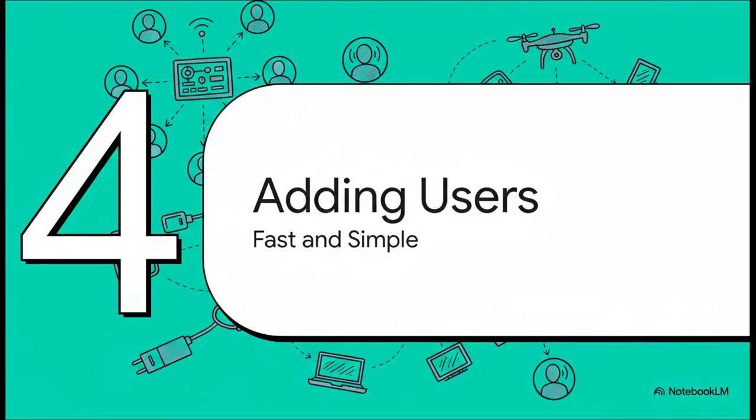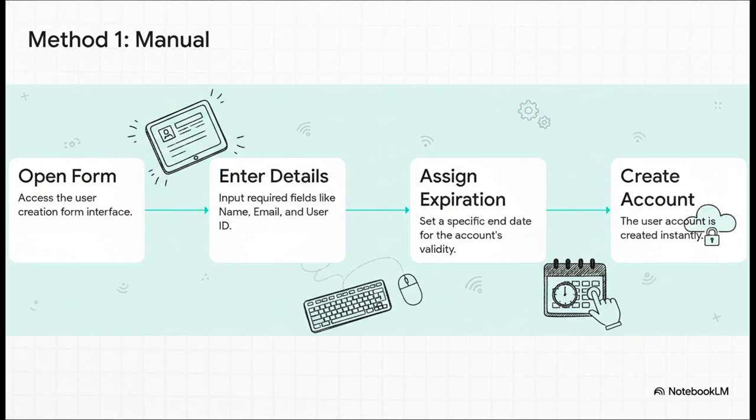Okay, so you're the manager, you've got all this control, all this flexibility, but how do you actually get your people onto the platform? Let's walk through how you add new users. It's actually pretty fast and simple. So the first way is just good old manual creation. This is perfect if you're just adding one or two people. You just pop open a form, type in their name, email, user ID, pick an expiration date for them, and bam, click create, and their account is live. Super easy for those one-off additions.